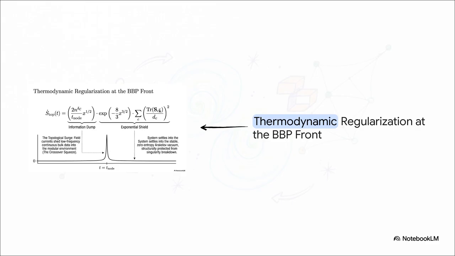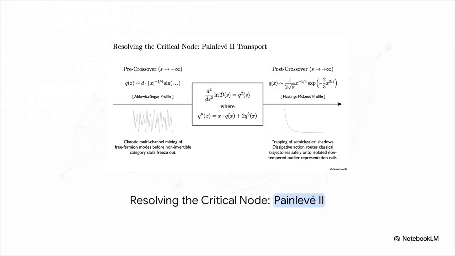The system sheds its continuous bulk data into the modular environment right before the stretched exponential shield dramatically crushes the entropy back to zero, miraculously settling the whole system into a stable vacuum. So instead of just shattering at that critical node, the state relies on the nonlinear transport equations shown here.